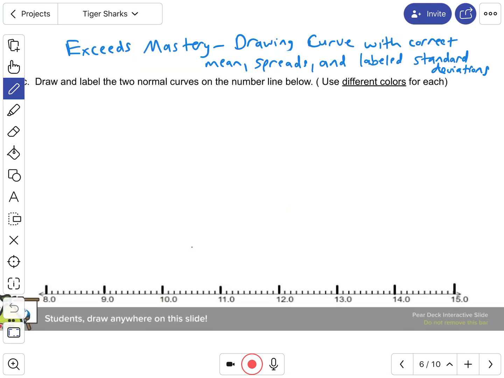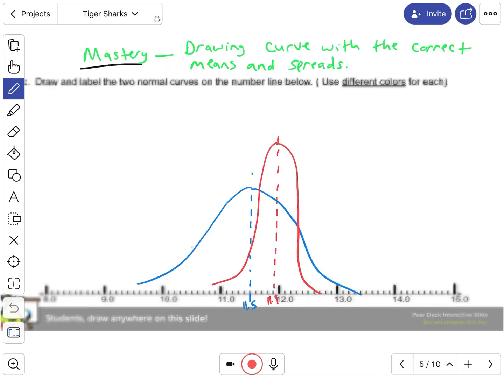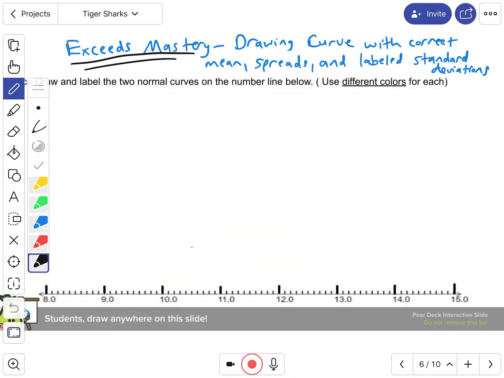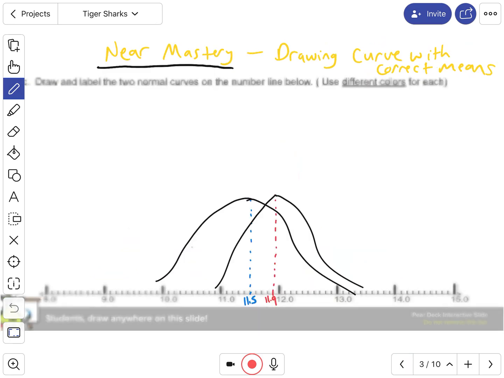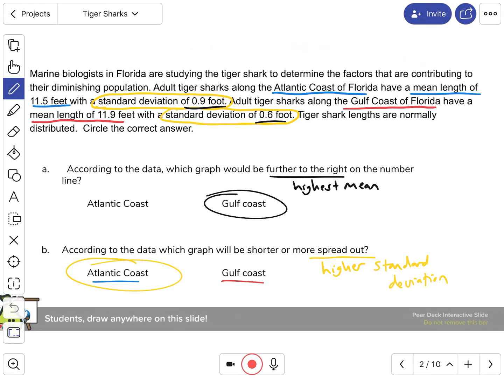Okay, well, what if we had exceeds mastery? Well, that is going above and beyond and actually labeling not only the mean, but the spread too. So what I mean with that is the standard deviation. The standard deviation on the blue Atlantic coast is 0.9 feet.